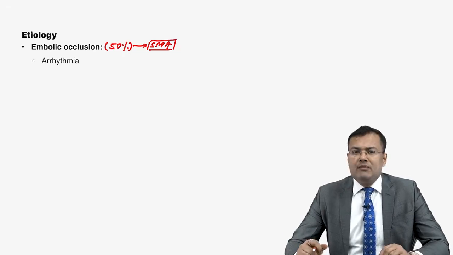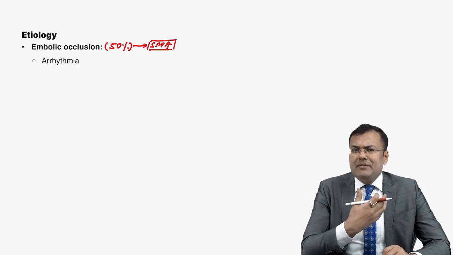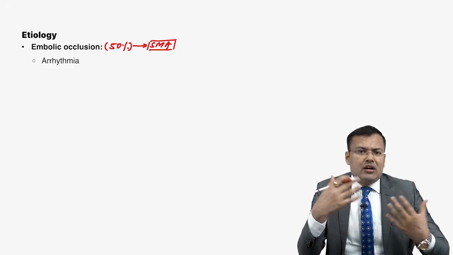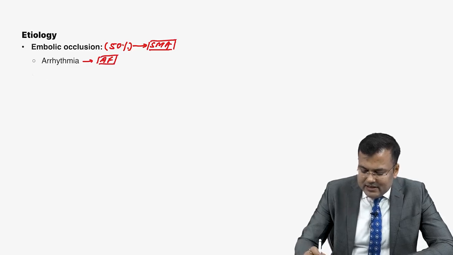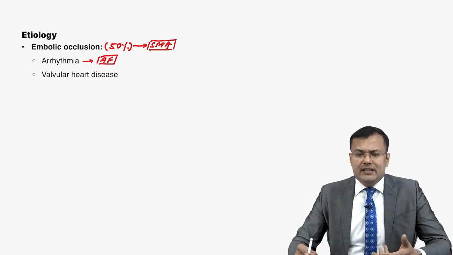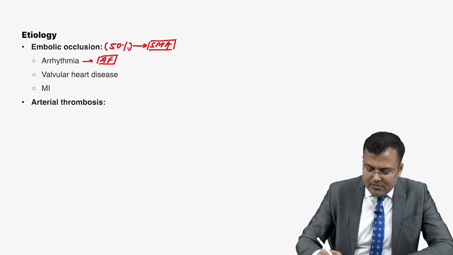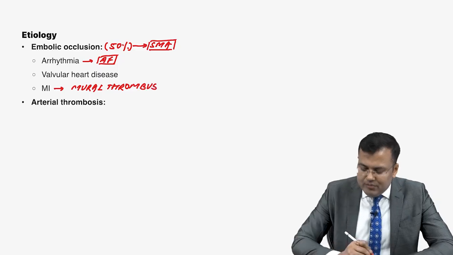Now, what is the source of embolus? Arrhythmia, right? We discussed that if the patient is having atrial fibrillation, in the left atrium there is formation of clot, and that clot is embolized. Second, patients who are having valvular heart disease. Third, patients who are having MI. In myocardial infarction, what's the big problem? There is formation of mural thrombus, and again, it can lead to embolic occlusion.